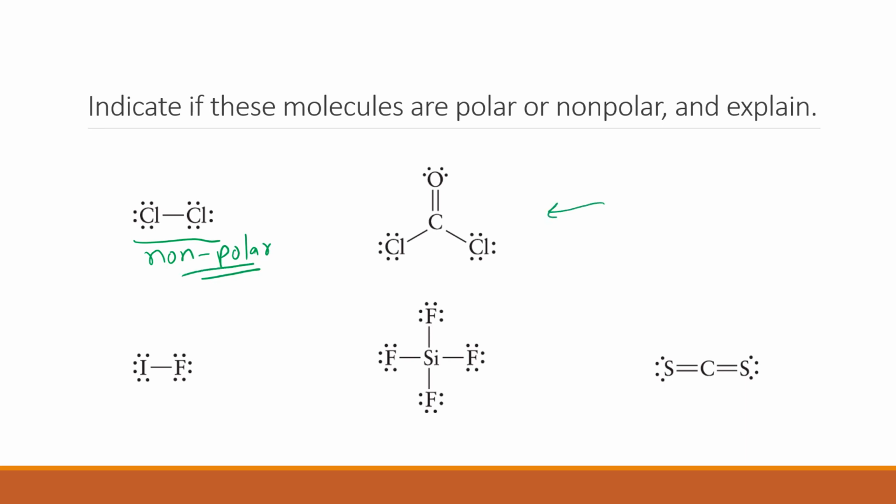In this case, a symmetrical molecule. However, the dipoles are non-identical. So two of the dipoles are carbon and chlorine, whereas the third dipole is between carbon and oxygen. And remember, only the identical dipoles cancel each other out. So therefore, although the molecule is symmetrical, because the bonds are not identical, they will not cancel each other out, and this molecule will be polar.